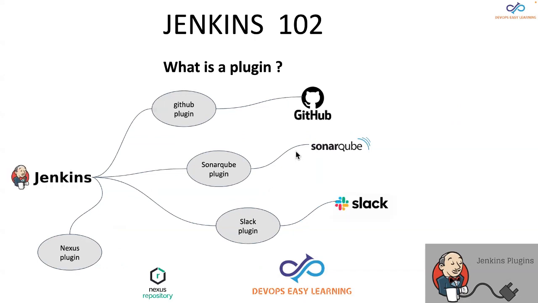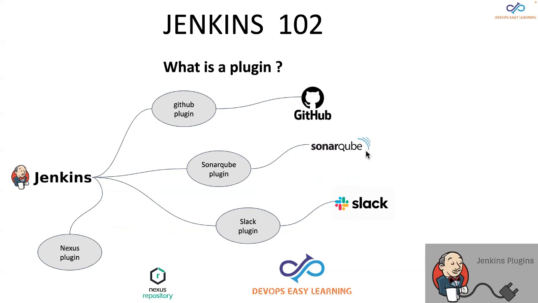For example, for Jenkins to go ahead and clone a repository, you will need a GitHub plugin so that you can clone that repository. For Jenkins to publish a build result to SonarQube, like a pass or a fail with all the analysis, Jenkins will require the SonarQube plugin.